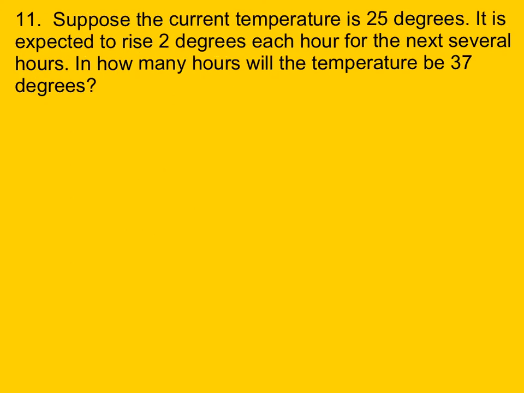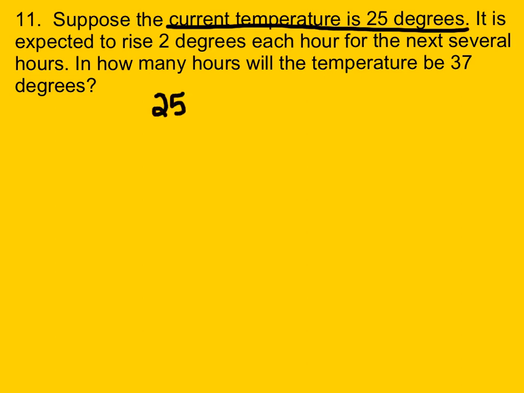All right, let's go ahead and try another problem. Suppose the current temperature is 25 degrees. It is expected to rise 2 degrees each hour for the next several hours. In how many hours will the temperature be 37 degrees? Now with this type of problem, let's see if we can figure out, first of all, where are we starting? The current temperature is 25 degrees.